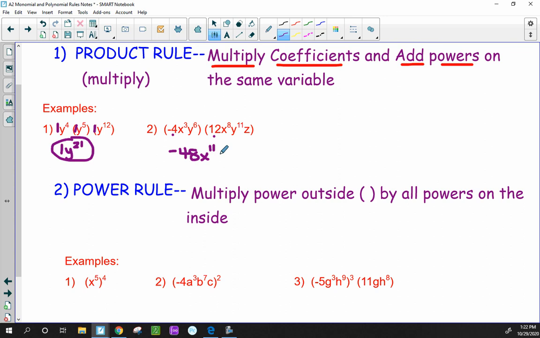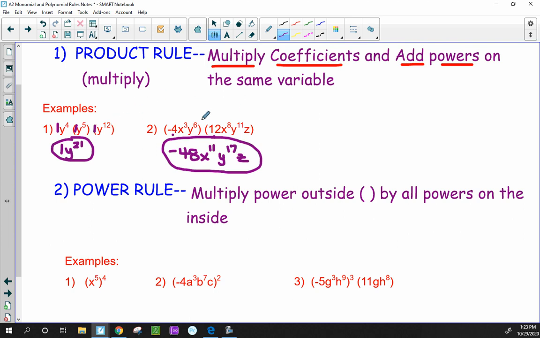Then you're going to look for your y term. I have 6 of them in the first parentheses and 11 in the second. So total, 6 plus 11, I have 17. In the first monomial, I do not see a z. In the second one, I actually do, but we're just multiplying these, so we have to drop it down. And so the answer to this problem would be negative 48 x to the 11th, y to the 17th, z.